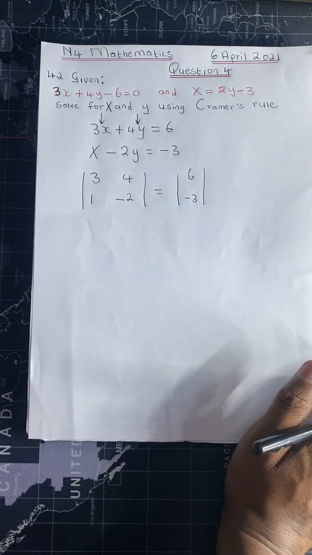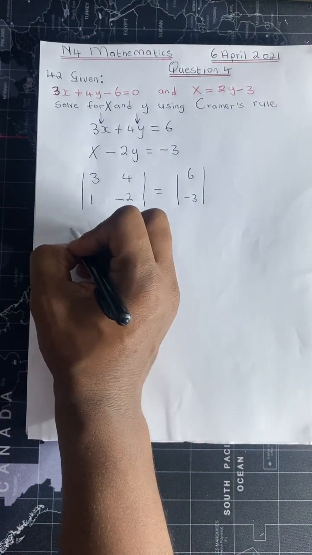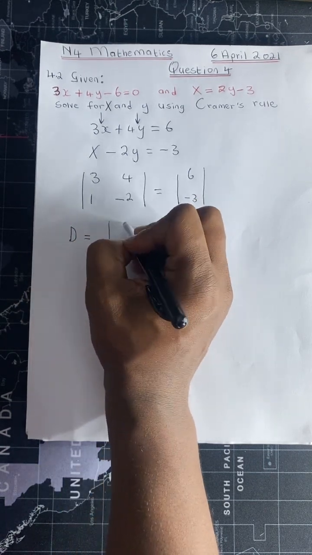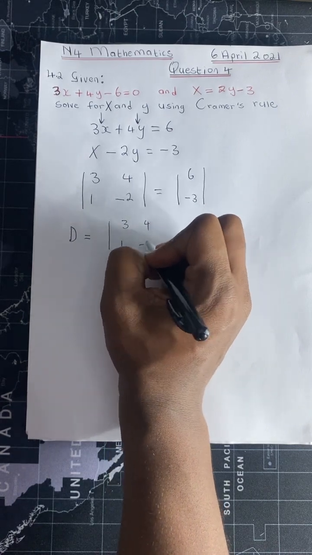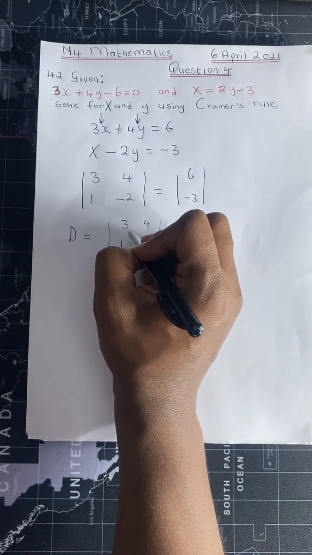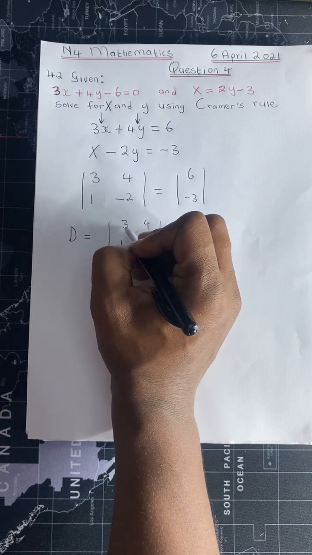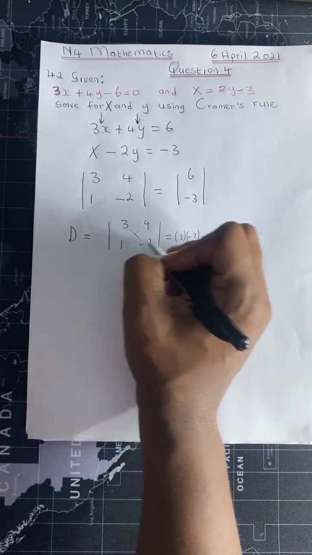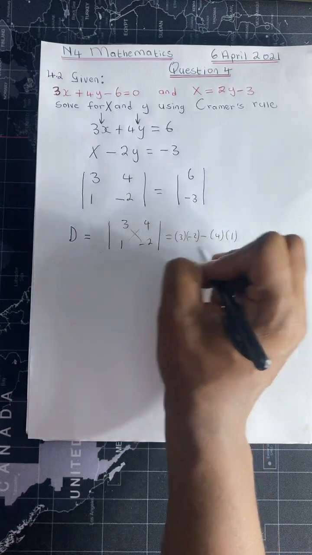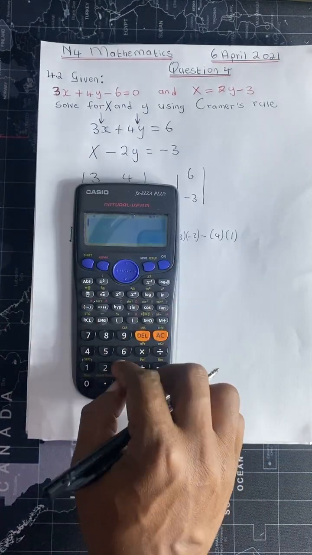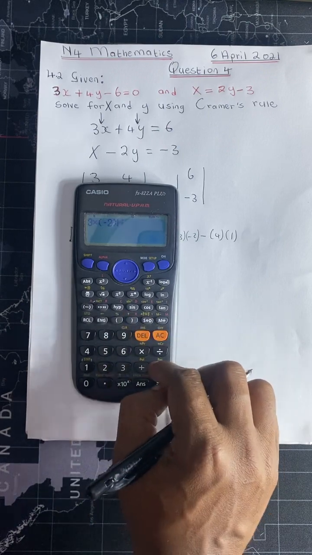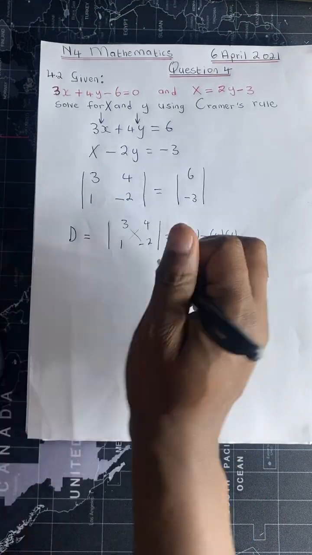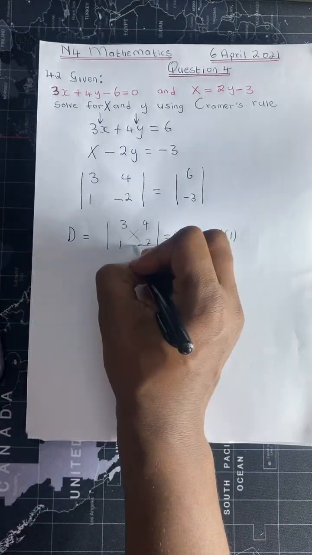So to use Cramer's rule, we have to first determine the original determinant. We cross multiply. So 3 multiplied by negative 2 minus 4 multiplied by 1. This is equal to negative 10. So our original determinant is equal to negative 10.